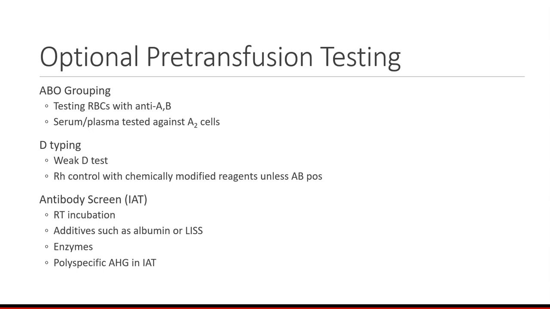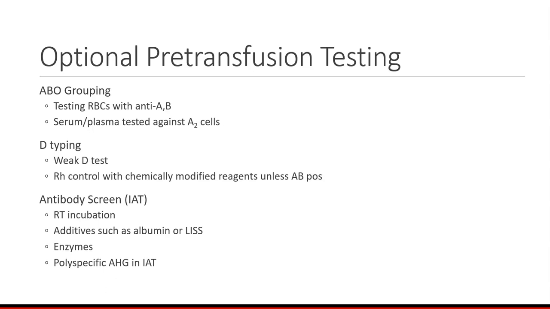For the antibody screen, the indirect antiglobulin test, we've eliminated room temperature incubation. You don't have to use additives such as albumin or LISS, but you're going to double your incubation time. A saline test requires a lot more time for the zone of equivalence to be met.